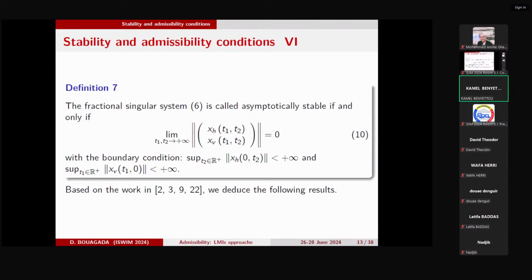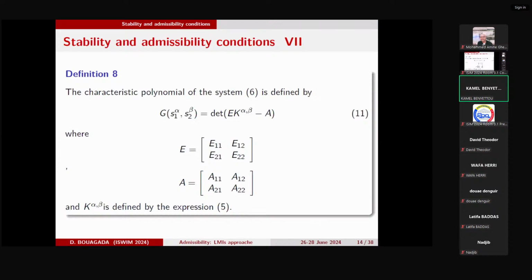Then, based on the work in references 2, 3, and 22, we can deduce the following lemma to help us in our main theorem. The characteristic polynomial of the system is defined by the following equation, equation 11. This is just a reformulation of the last one.